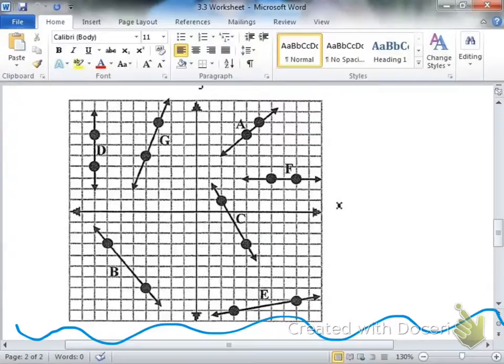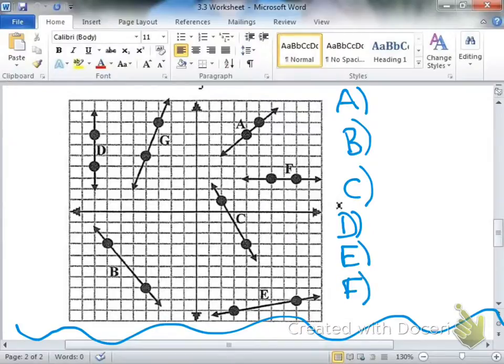But there's a bunch of parts for this one. You have to do the slope for A, the slope for B, the slope for C, the slope for D, the slope for E, the slope for F, the slope for G. Okay, so you need to find the slope for all of these lines.